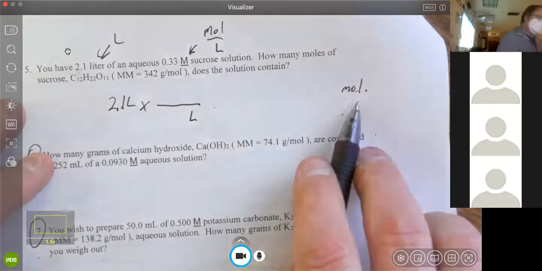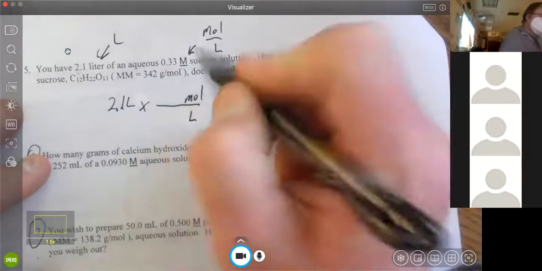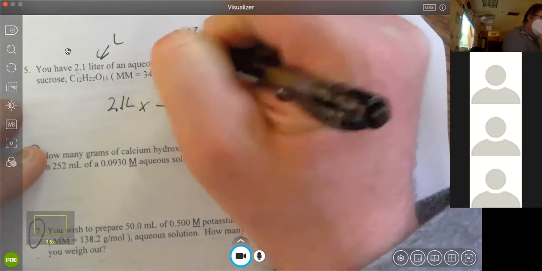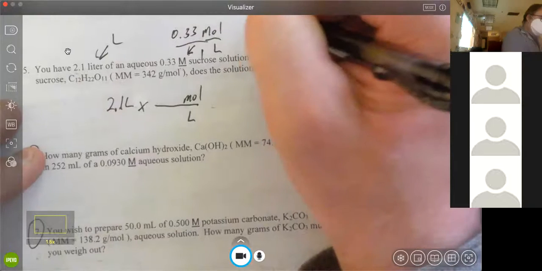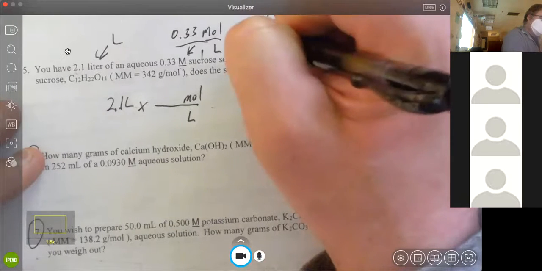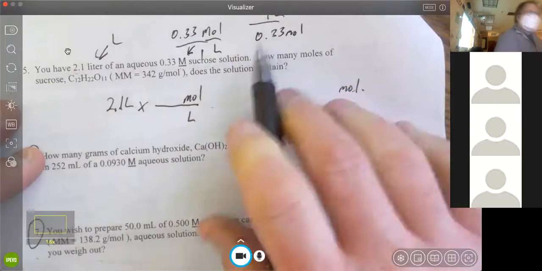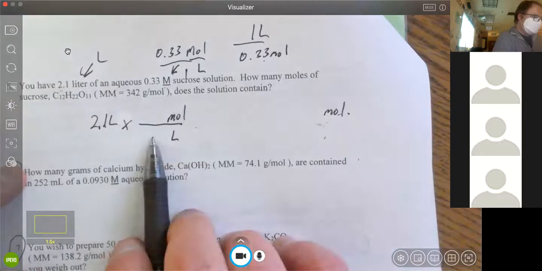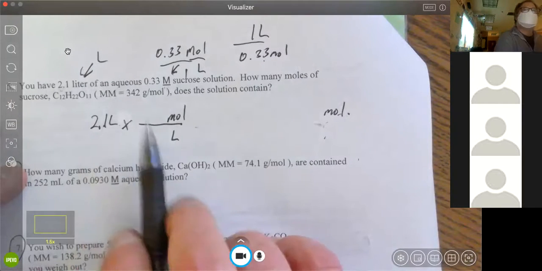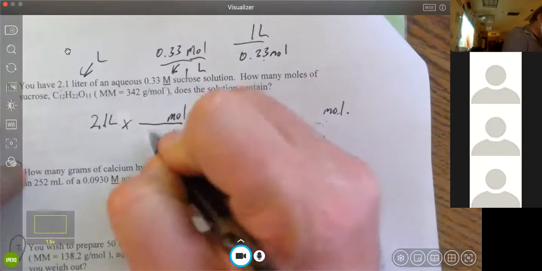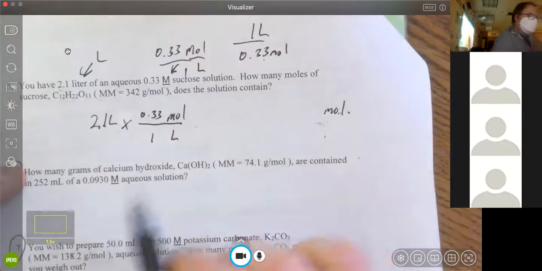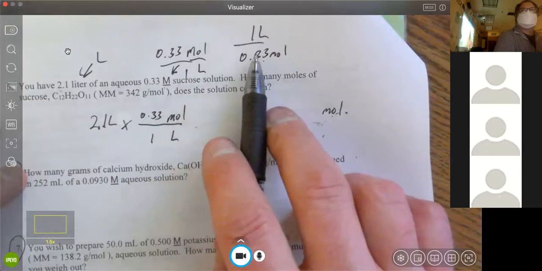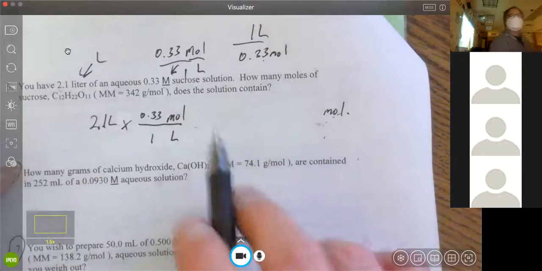If only there was a way I could get from liters to moles. Well, believe it or not, 0.33 molar means that there are 0.33 moles for every 1 liter, or it means that 1 liter is equal to 0.33 moles. I could really use either one of these. They mean the same thing. In this particular case, though, I have liters, so I want to use this one right here. Every 1 liter is 0.33 moles. Imagine if I started with moles, though, then I would want to use this one right here, because then moles would cancel out and I could get liters.